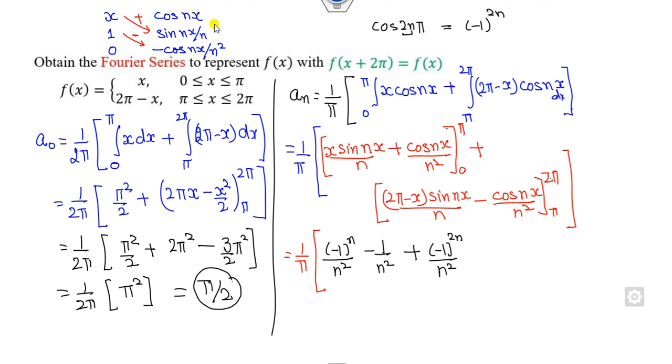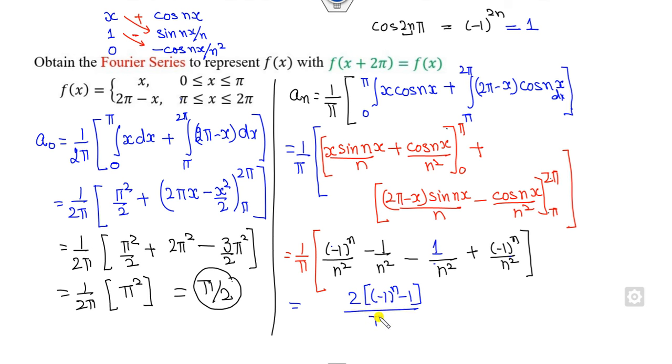It's a negative sign, so it will be negative. And if you substitute pi, sin n pi is 0, so minus minus plus cos n pi will be minus 1 raised to power n over n square. Now clearly, minus 1 raised to power 2n, this number is always 1. Fine. So I can write this number as always 1. So it will be double, it is also twice. So n square will be LCM, so twice (minus 1 raised to power n minus 1) divided by pi n square. This is the value of An.